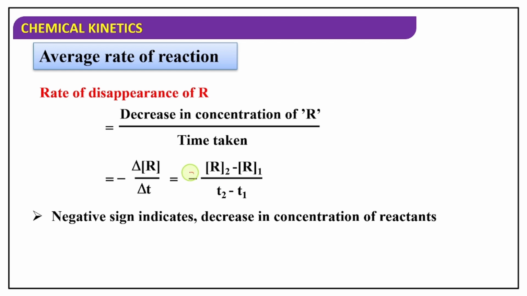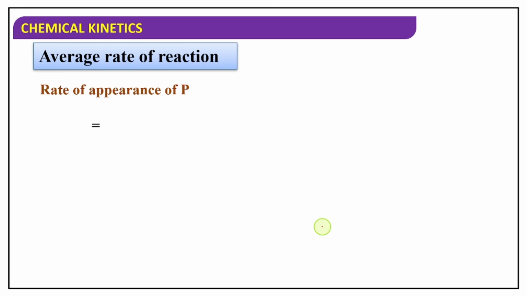You may have the question: why do we write the negative sign here? As I said before, the negative sign indicates there is going to be a decrease in the concentration of the reactant. Let's now go to the next. So far we have been discussing what happened to the concentration of the reactant. Now let us see what happened to the product.